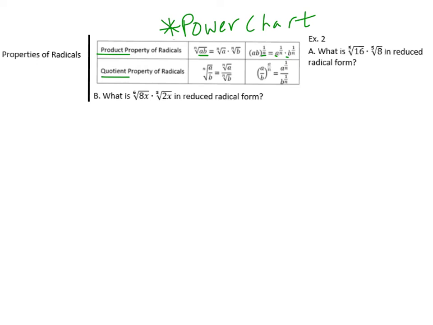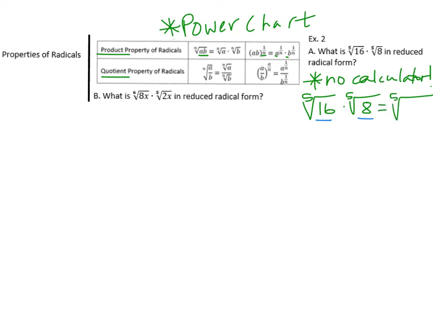It says, for example, A, what is the 5th root of 16 times the 5th root of 8 in reduced radical form? You wouldn't want to use a calculator here because that will give you decimal approximations. Grab your power charts and let's see what we can do. If we have the 5th root of 16 times the 5th root of 8, that allows us to multiply the insides together if the root matches. And that would give us the 5th root of 16 times 8, which is 128.